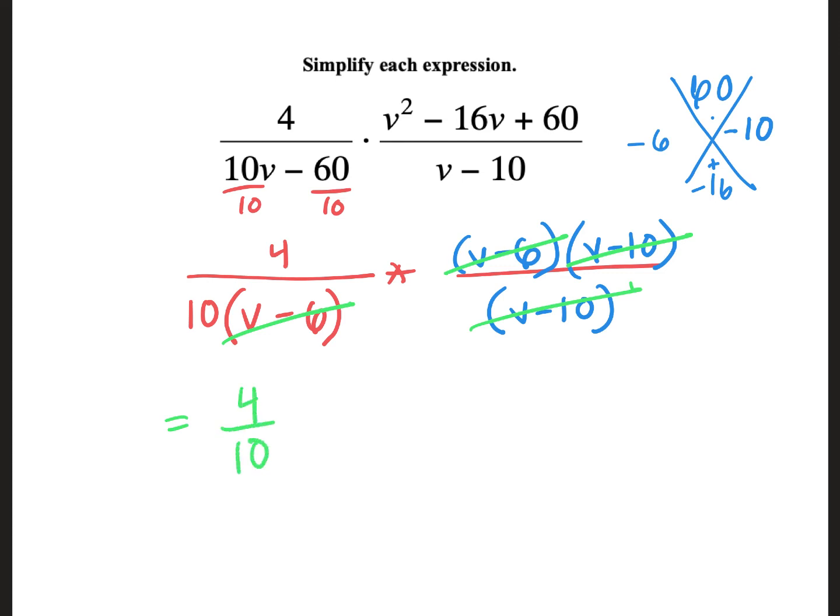The last thing you have to check for is a number you can divide both of those by evenly. So I know I can divide 4 by 2 and I can divide 10 by 2. So to simplify my fraction, we're going to do 4 divided by 2, which is 2, 10 divided by 2, which is 5, and your final answer would be 2/5.